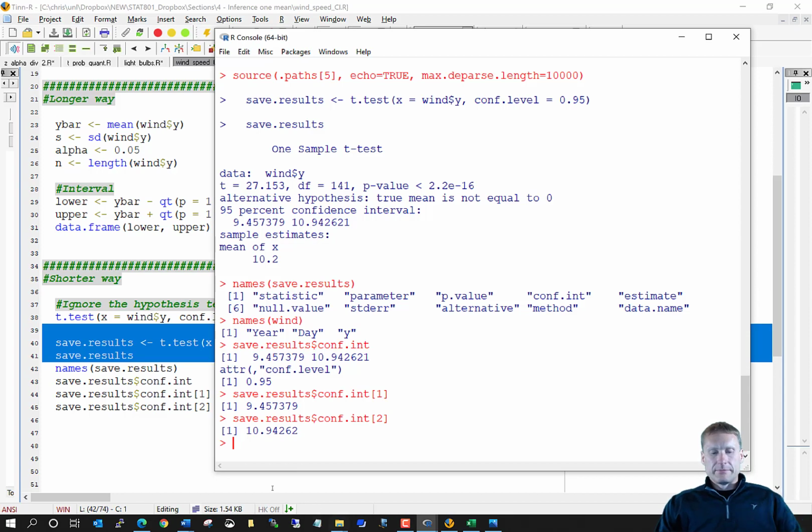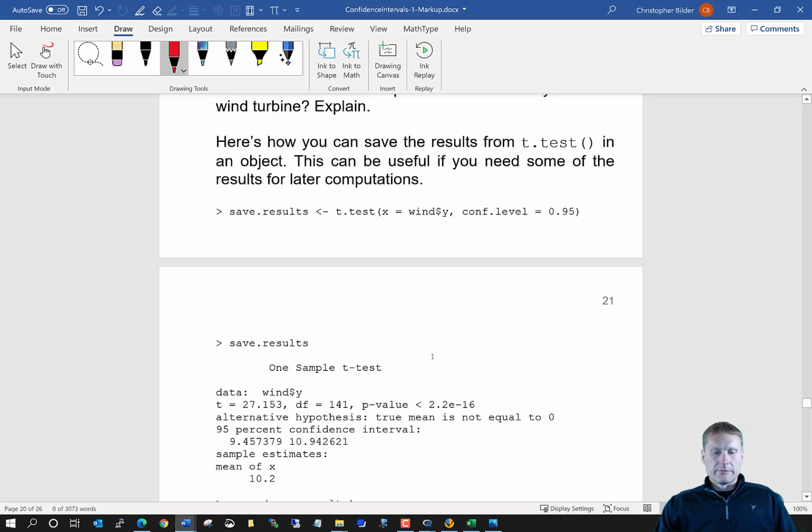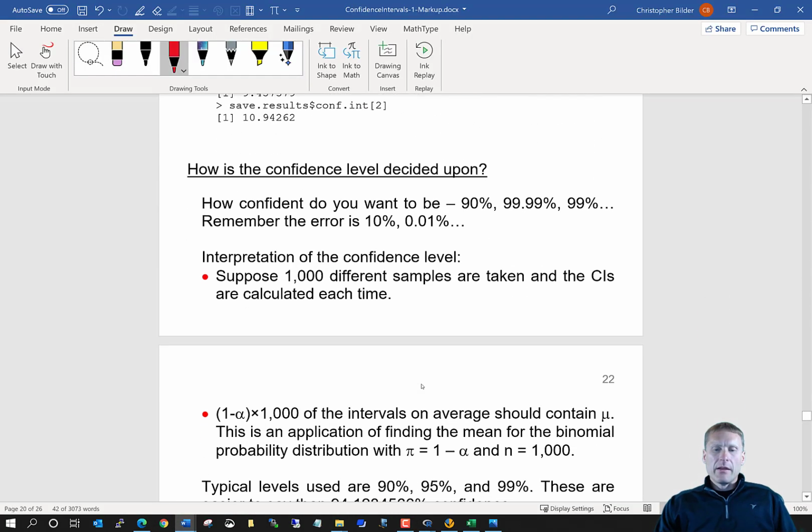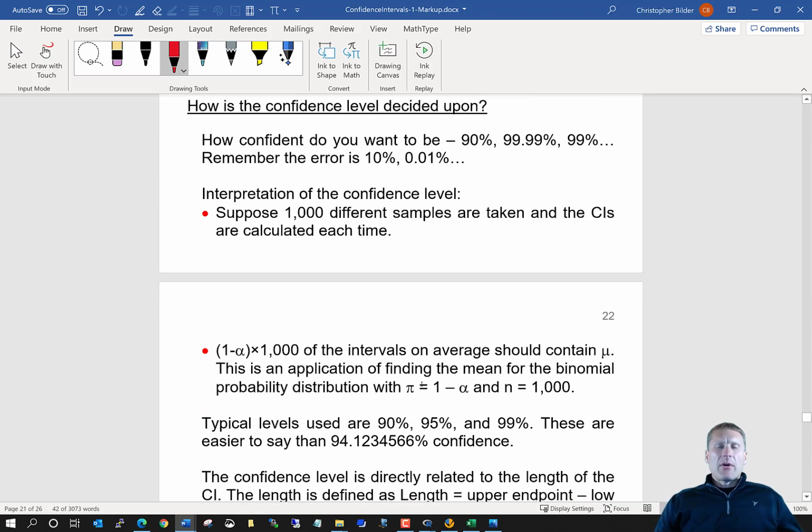Page 21. So we haven't talked about, well, how do you decide what confidence level to have? You know, should I use 90%? Should I use 99%? Should I use 99.99999%? What should I use? Well, you might be thinking, let's use as high as possible because we want to be as confident as possible. Unfortunately, it's not that easy.